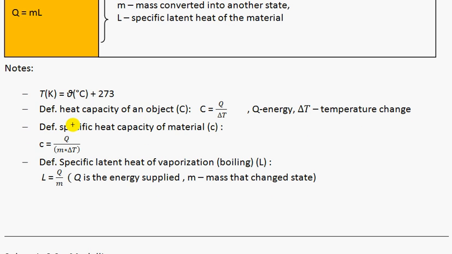Notes: Kelvin temperature is 273 degrees greater than degrees Celsius. Definitions: the heat capacity of an object is the energy required to change temperature by 1 degree. This is why we divide energy by delta T. Specific heat capacity of a material, small c, is energy per 1 kilogram per 1 degree Celsius. And specific latent heat of vaporization or boiling is energy per kilogram.